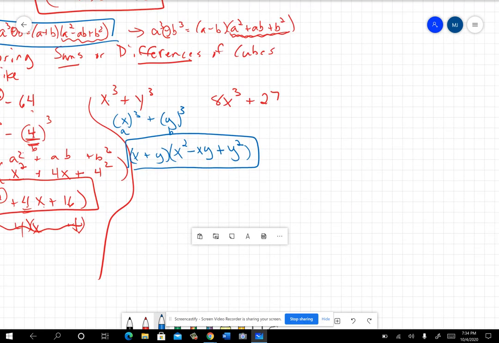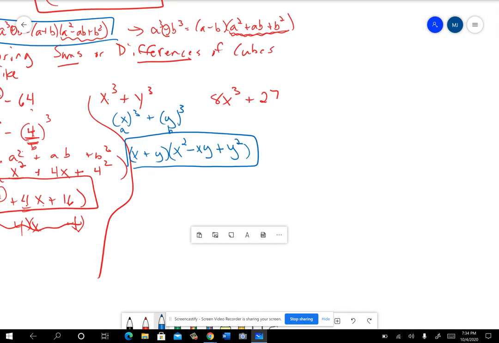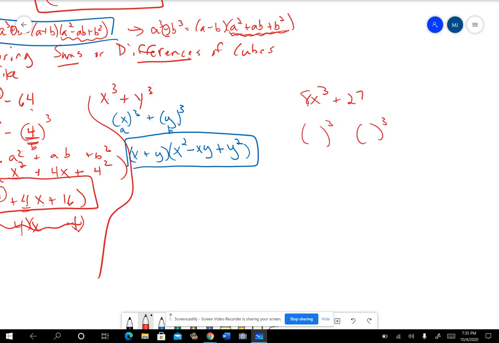All right, let's try 8x to the third plus 27. Let me move that over just a little bit. So that was 8x to the third plus 27. This one I wanted to do because the hardest part is that first step. What really got cubed to make 8x to the third? What really got cubed to make 27? A is not 8x and B is not 27. That's the hard part.